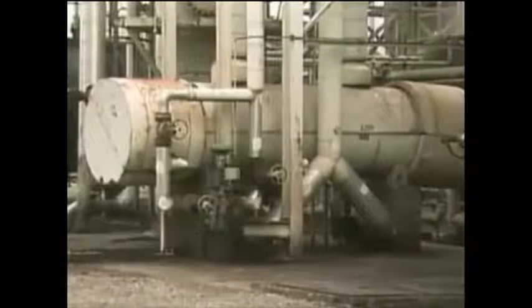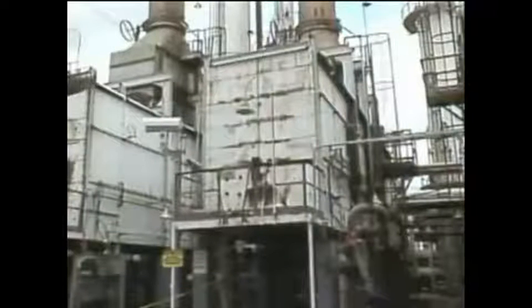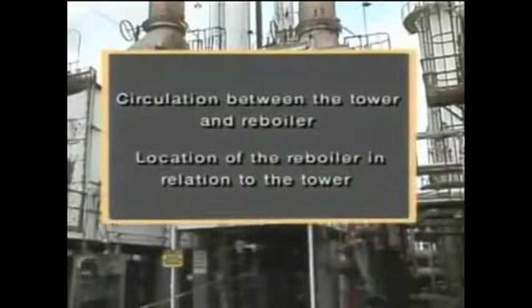Fluid circulation between the tower and the reboiler can be forced circulation or natural circulation, and a reboiler can be an external reboiler or an internal reboiler. Let's begin with a look at forced circulation systems. In a forced circulation system, a pump moves fluid between the tower and the reboiler. Furnaces like this one are sometimes used as reboilers in forced circulation systems.